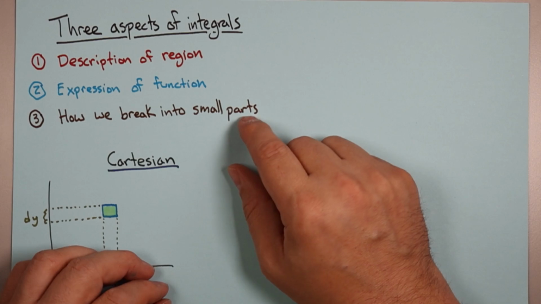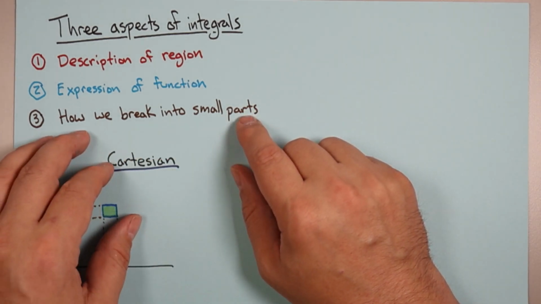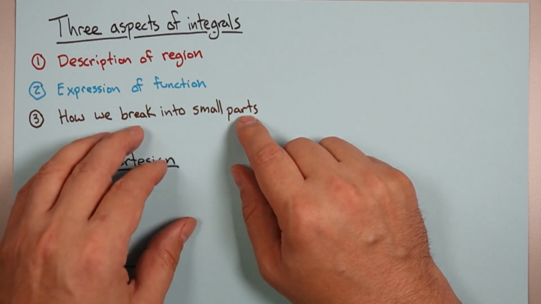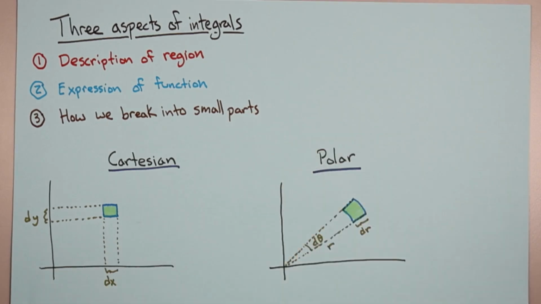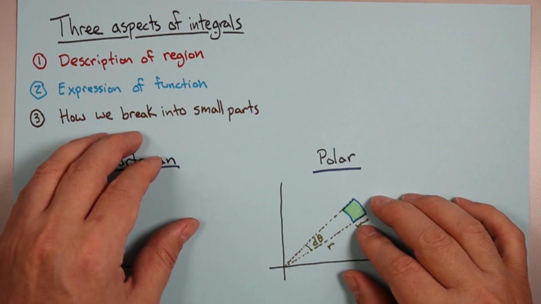Now the third thing is a little bit more subtle, and that's why I want to make sure we emphasize that, which is how are we breaking things into small parts? Okay, so let's focus our energy on this third part.